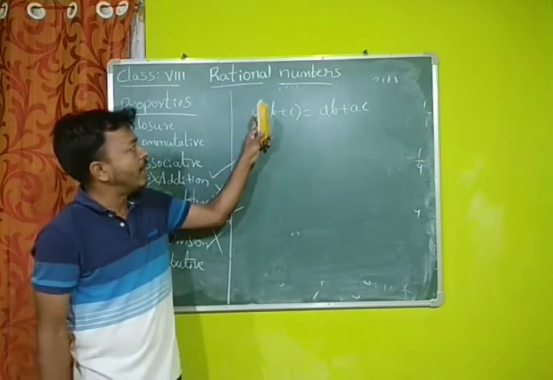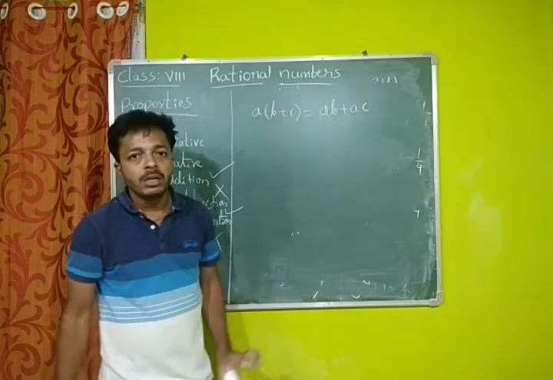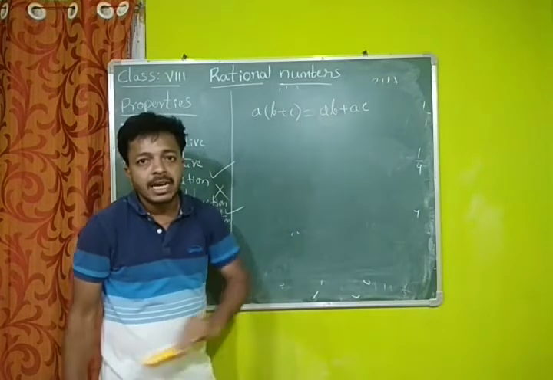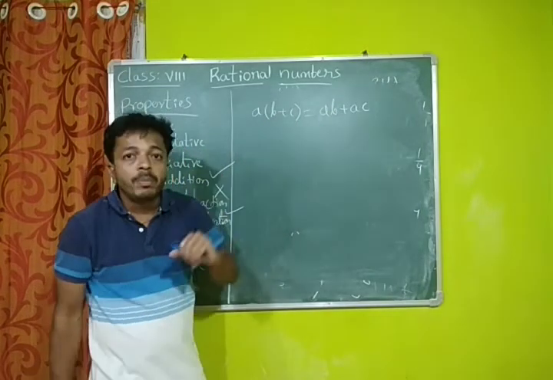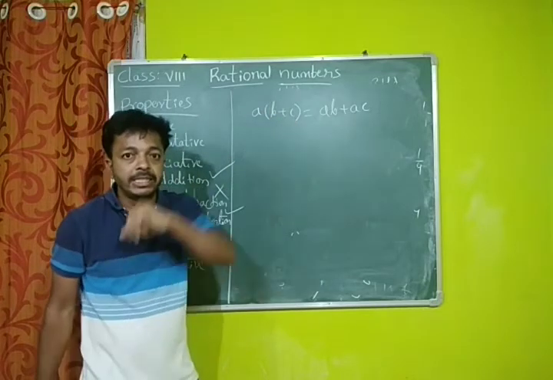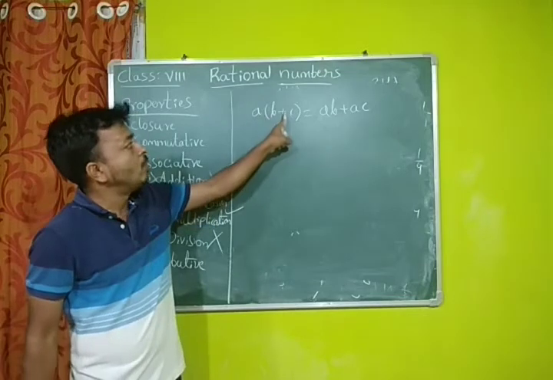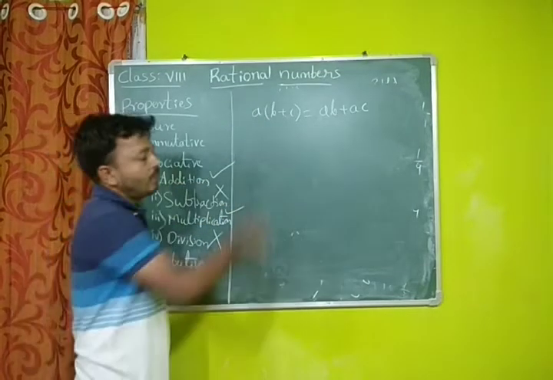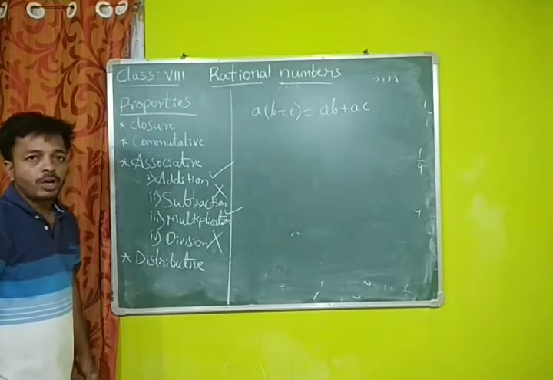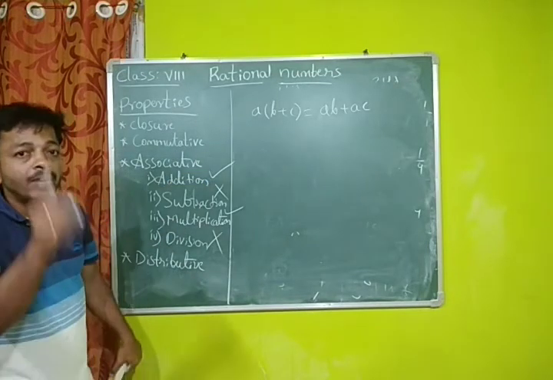Means A we have to take inside: A into B, AB, plus A into C. This is LHS and this is RHS. And this property we can say is multiplication over the addition. In distributive property, multiplication over the addition. So we have to check now, is it true or not for rational numbers? Multiplication over the addition.